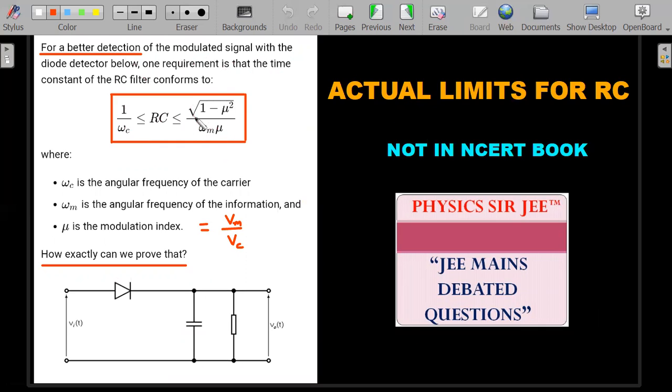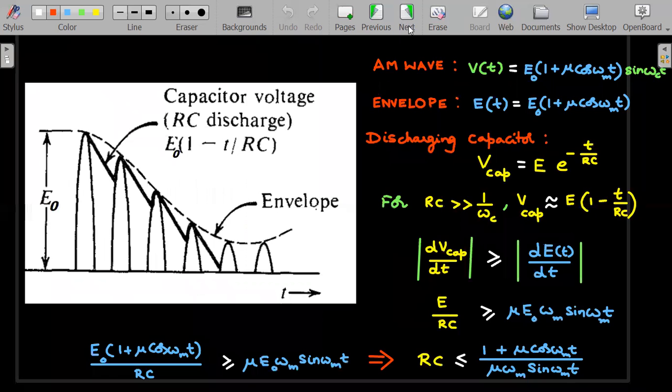Now modulation index is also coming into the picture. So this particular part of the expression was the crux of your JEE question, how to prove this. That is what we are going to deal with in the actual solution. With this basis and foundation, let's move on with confidence to get to that expression.